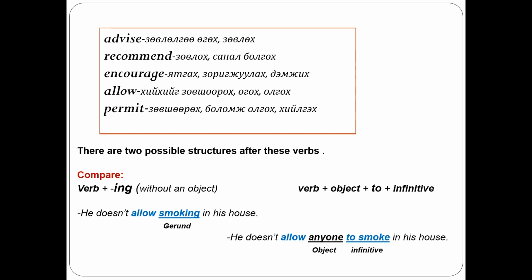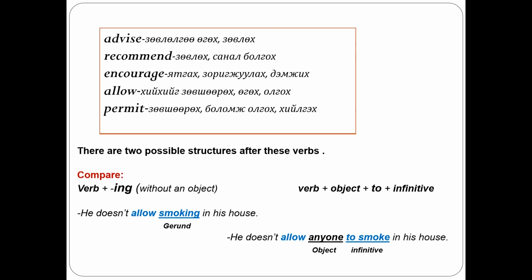Today we will study structures after some verbs: advise, recommend, encourage, allow, permit. There are two possible structures after these verbs. Let's compare. Verb plus ing form without an object. Second one, verb plus object plus to infinitive.